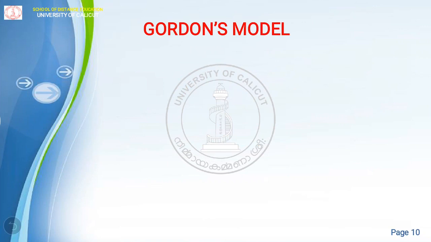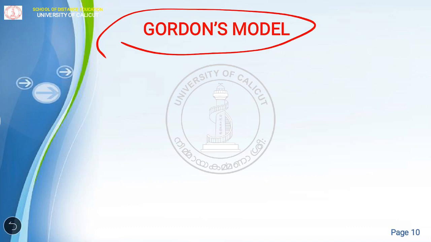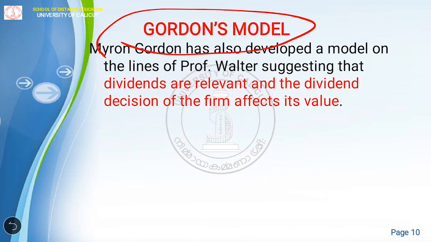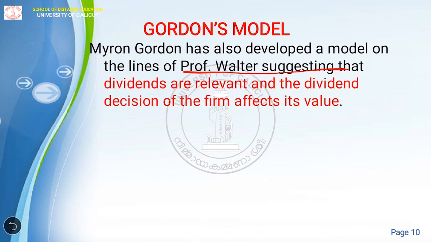Second model is Gordon's model relating to the dividend. Gordon is also an advocate of the relevance concept. Myron Gordon has also developed a model on the lines of Professor Walter, and the dividends are relevant. He says that relevant concept, theory of relevance. So major advocates of theory of relevance are Gordon and Walter. That means he says that the dividend decision affects the value of the firm.